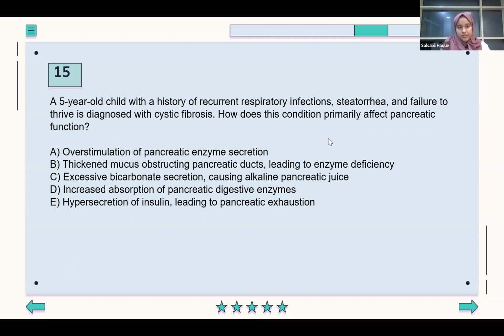All right, next question. A 5-year-old child with a history of recurrent respiratory infections, steatorrhea, and failure to thrive is diagnosed with cystic fibrosis. How does this condition primarily affect pancreatic function?